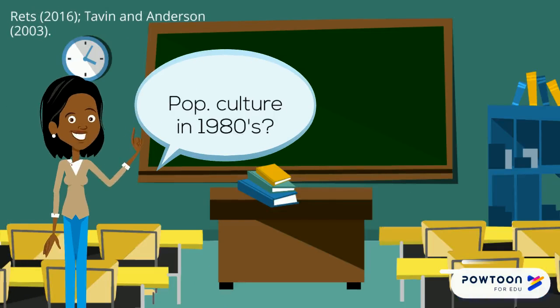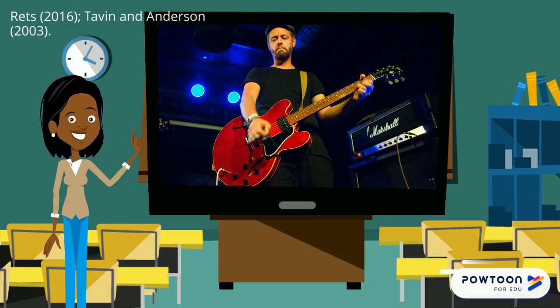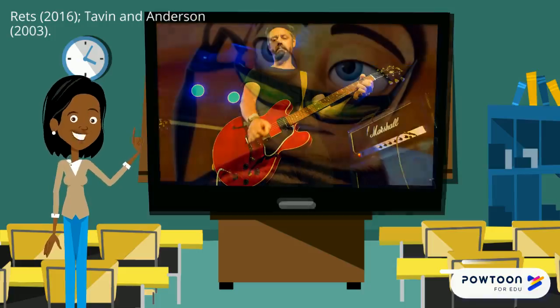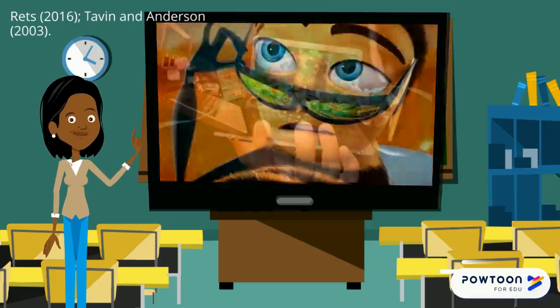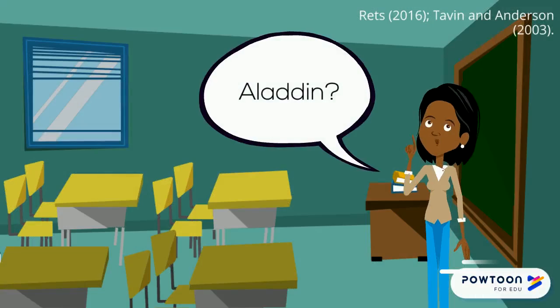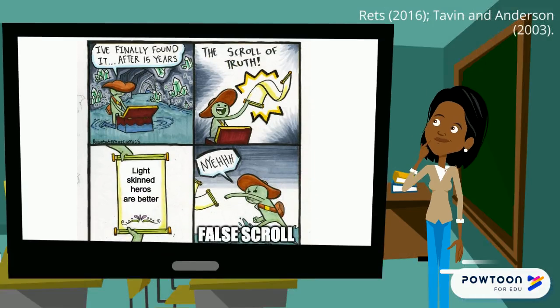The use of popular culture in the classrooms was first suggested in the late 1980s. Teachers were given the opportunity to incorporate songs, film, anime, and technology with their pedagogy. For example, the movie Aladdin could be used to explore the subtle racist tropes where the lighter-skinned characters were depicted as heroes and the darker-skinned characters as villains.